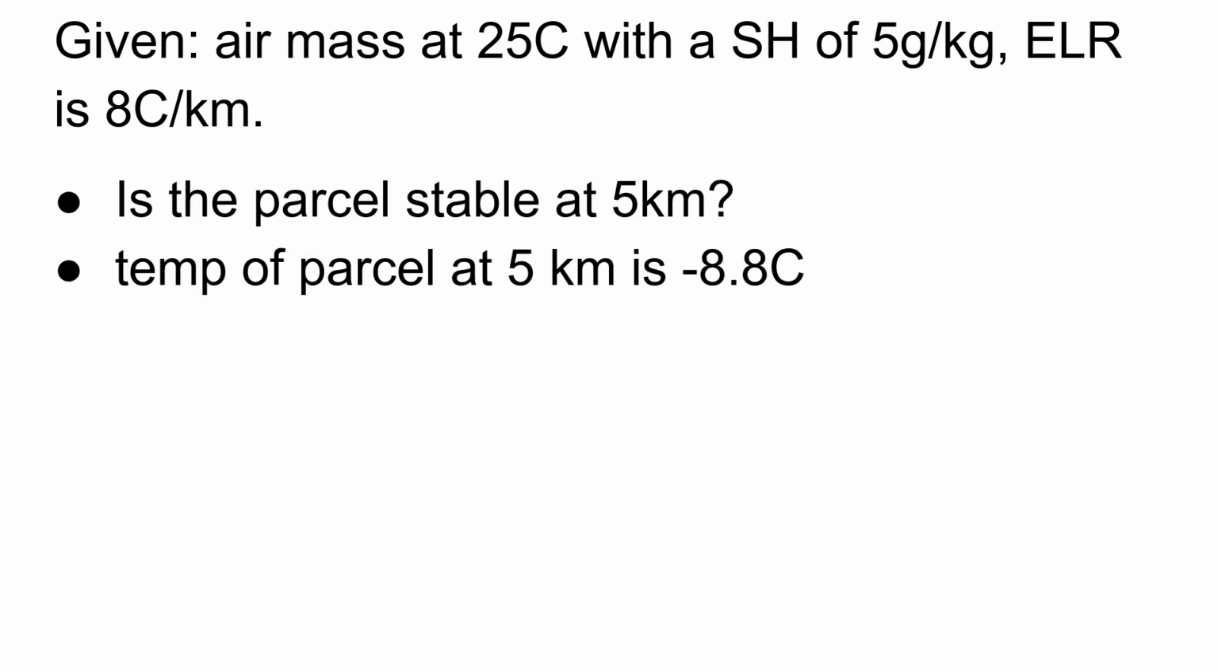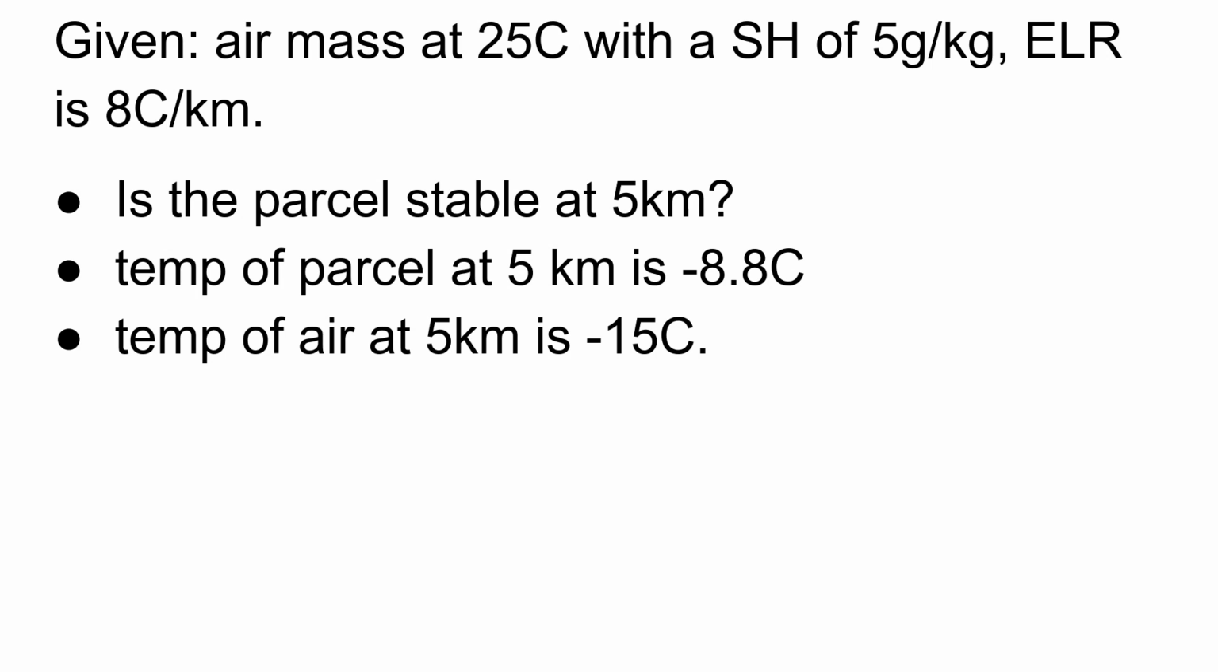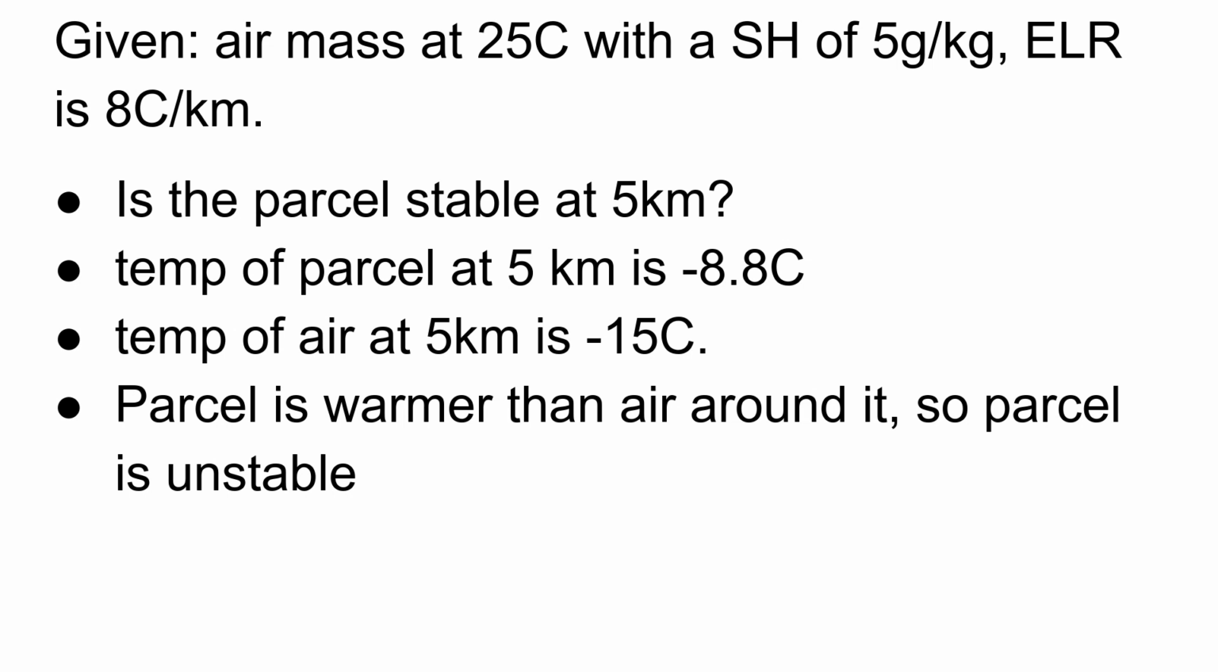Is it stable? Well, the temperature of the parcel at 5 kilometers is negative 8.8. The temperature of the atmosphere is negative 15. So which one's warmer? Negative 8 is warmer than negative 15. I'm saying that deliberately in a weird way because often students will look at it and go, well, 15 is more than 8. No, it's negative. It's negative 15. So you've got to pay attention to the negative sign and realize that negative 8 is warmer than negative 15. So the parcel's unstable. The parcel's warmer than the air around it, so the parcel's unstable.